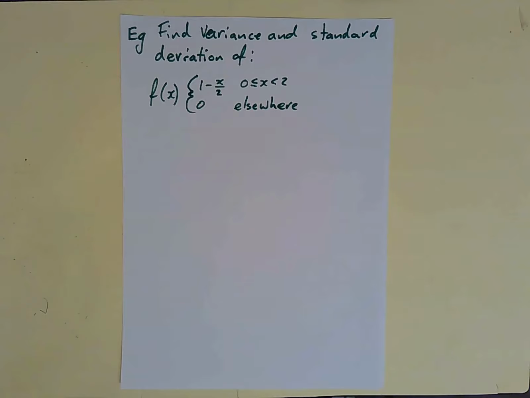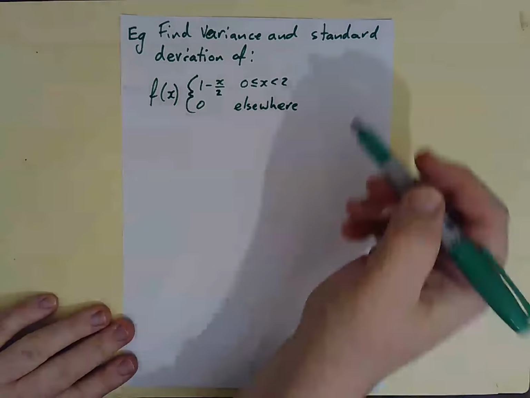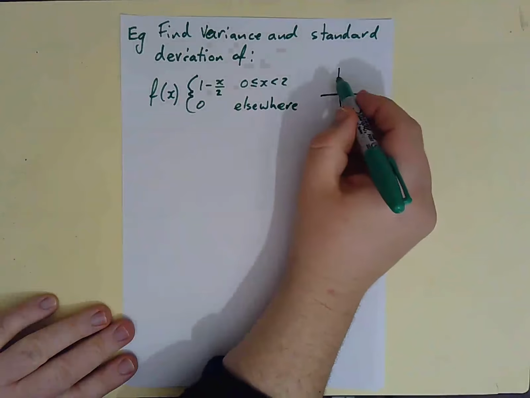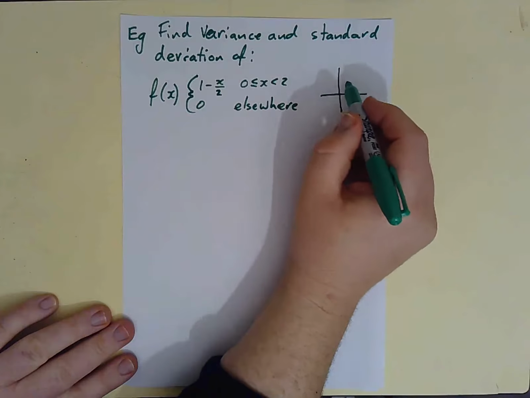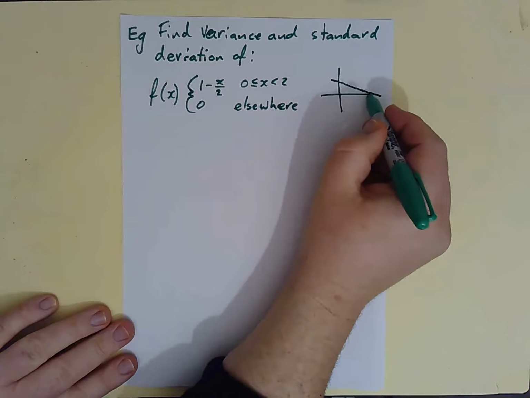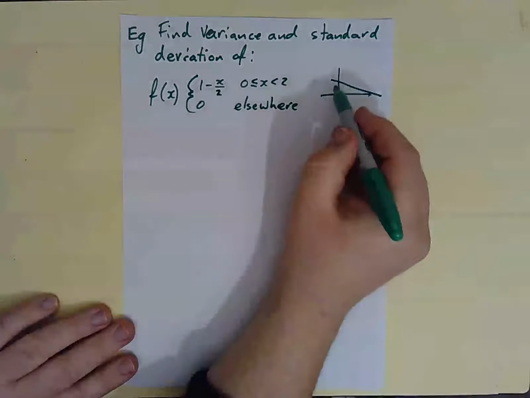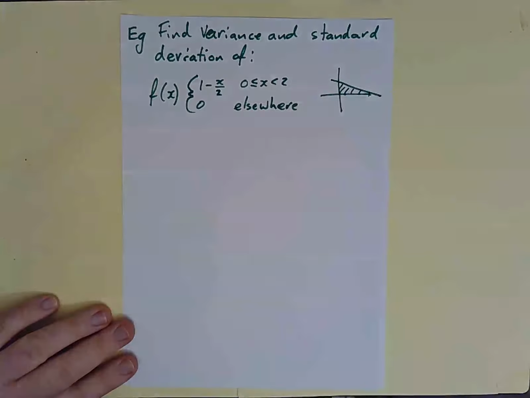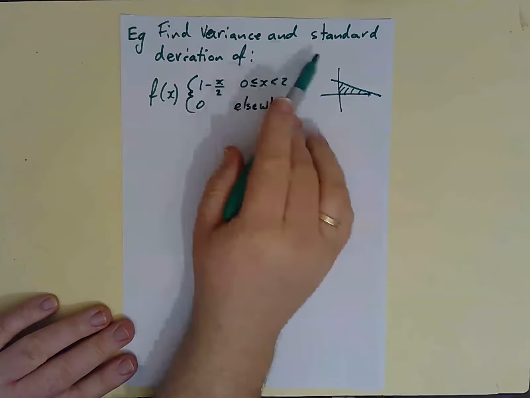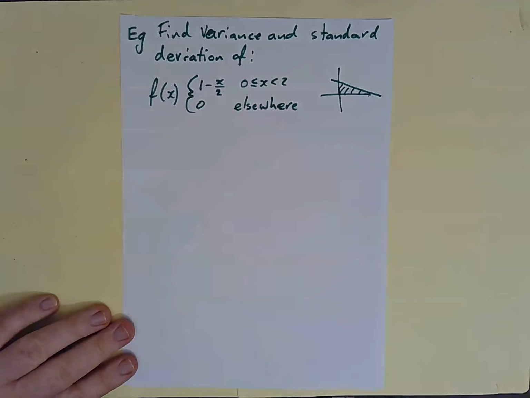Okay, let's do an example of this. So I've got this function here, just a little thumbnail. It's going to look something like that. So we want to know what its standard deviation and variance is. We're going to work out the variance, of course, first.